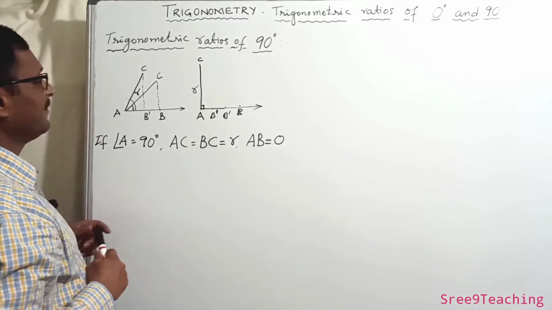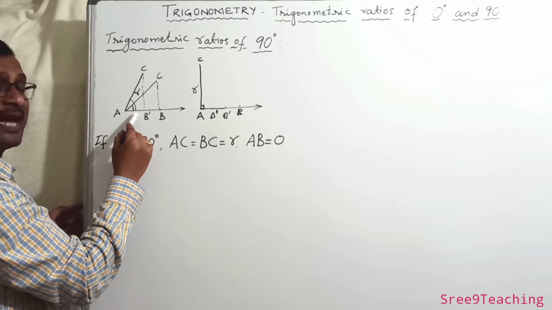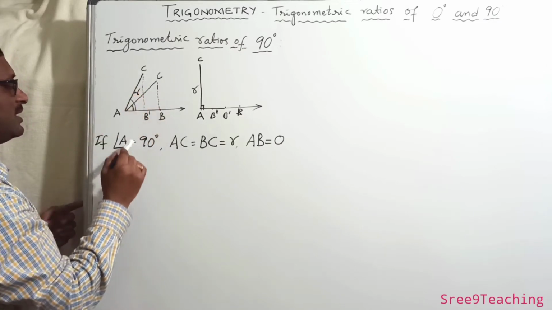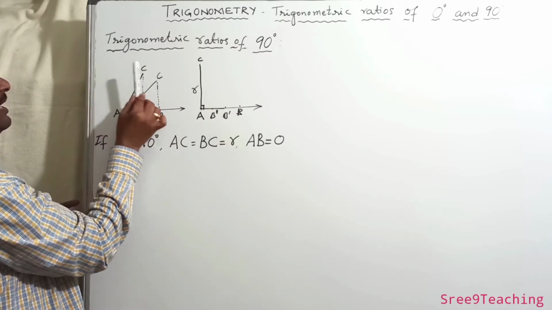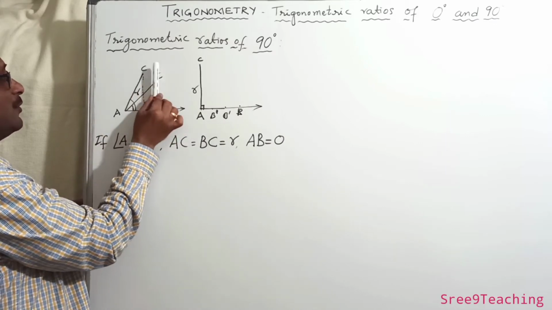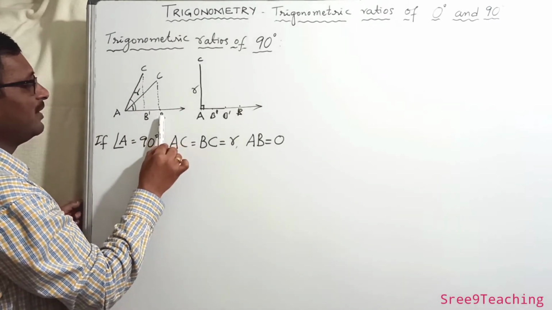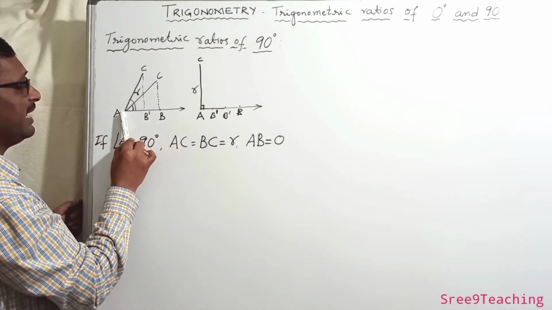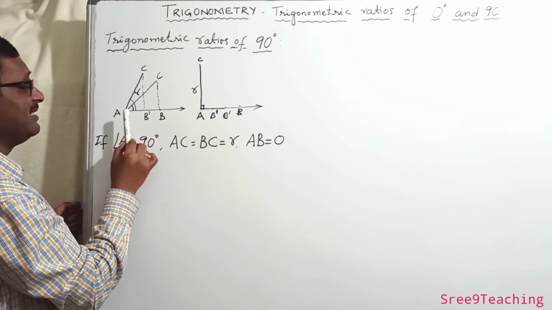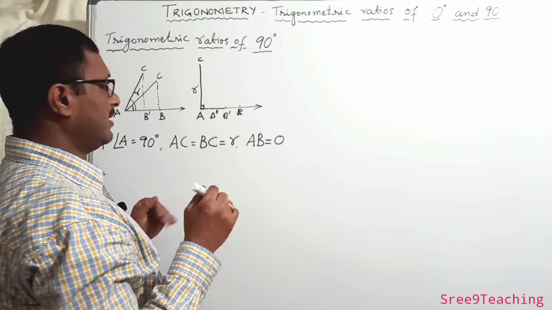So here what happened, the line segment AC, which was making an acute angle, when it is increased towards 90 degrees, became perpendicular, and BC is moved continuously towards here, so BC became AC, hence AC is equal to BC, R. And the point B is moved towards A, hence AB is getting decreased until it became 0. Do you understand? Right.